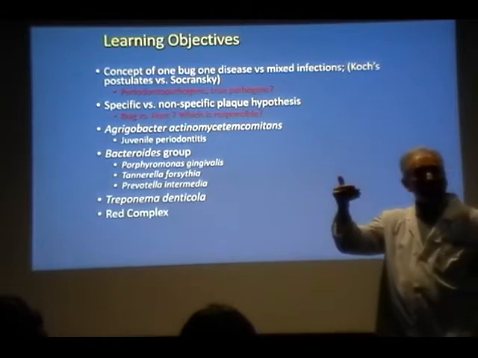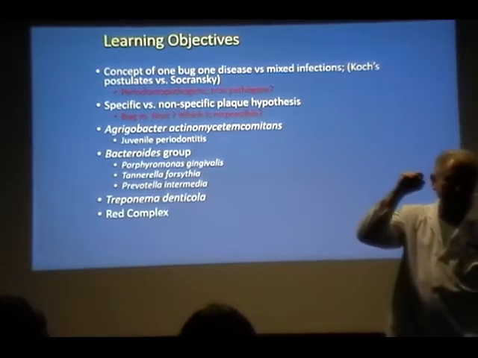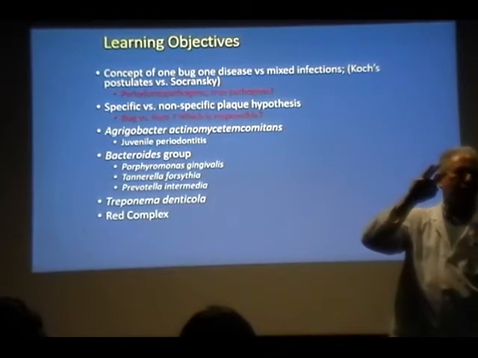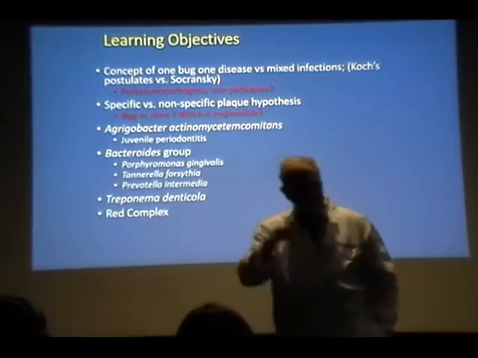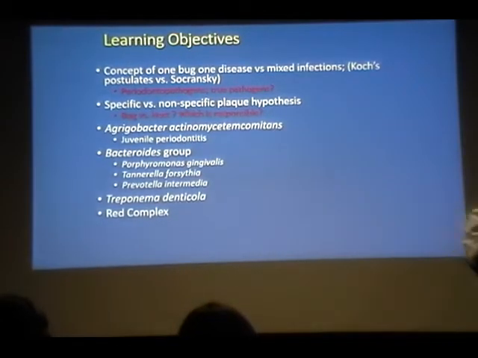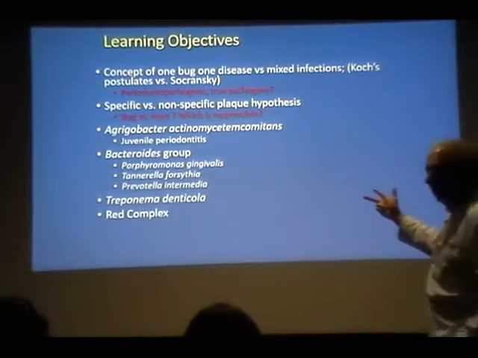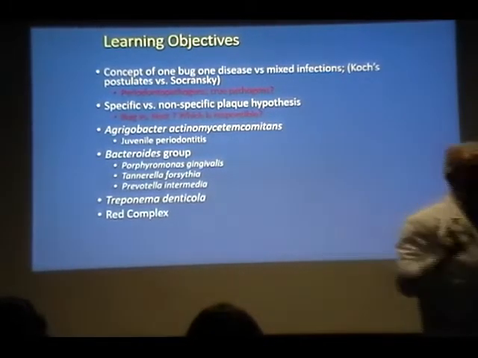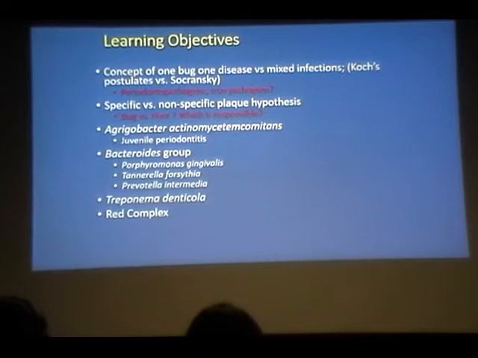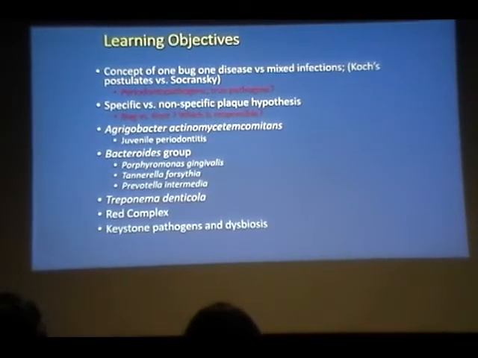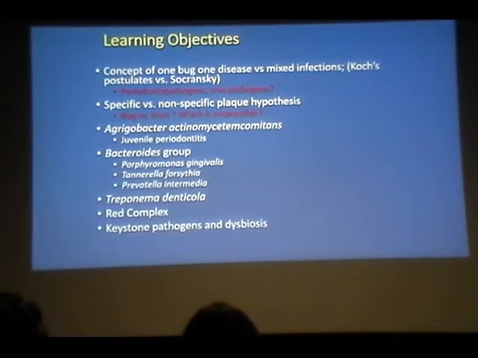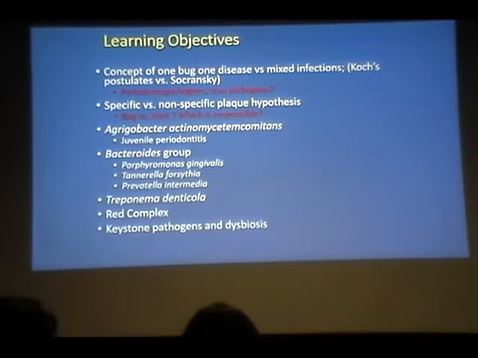The red complex is probably the three most important organisms in the exacerbation of the disease. They determined through this process that Porphyromonas gingivalis, Tannerella forsythia, and Treponema denticola are the three organisms in the red complex that exacerbate the disease when they're present. So we'll touch upon that. And finally, what I wanted to really emphasize is the notion of keystone pathogens and how in the oral cavity that leads to dysbiosis.